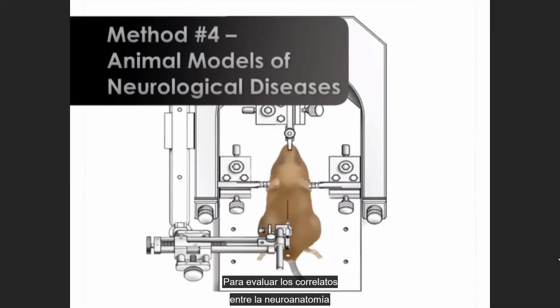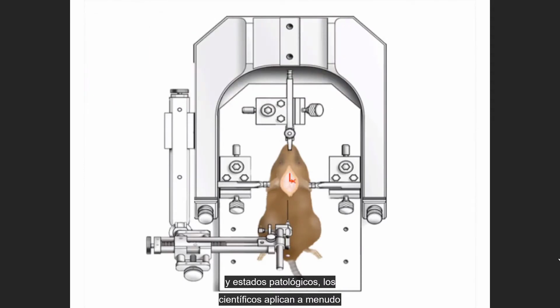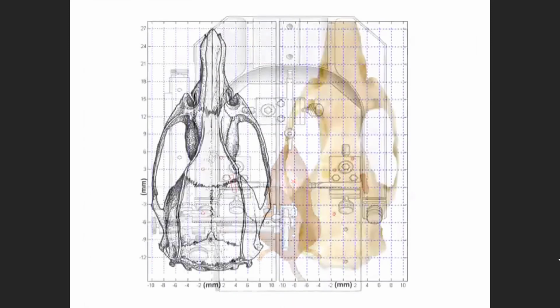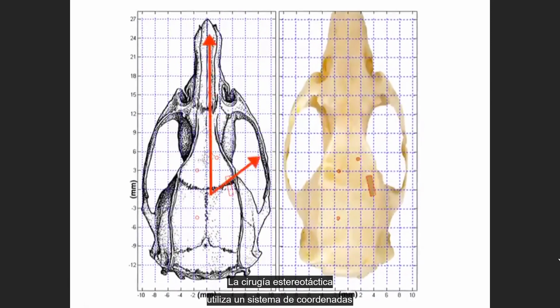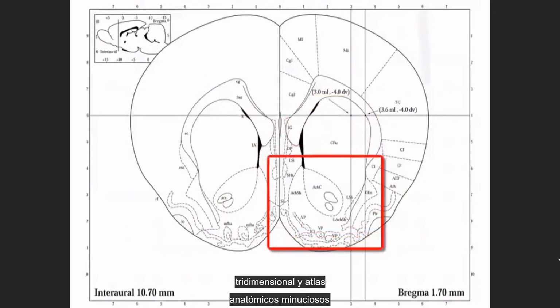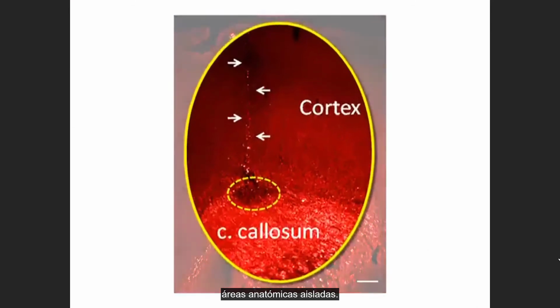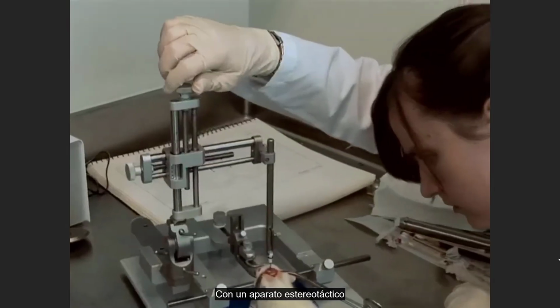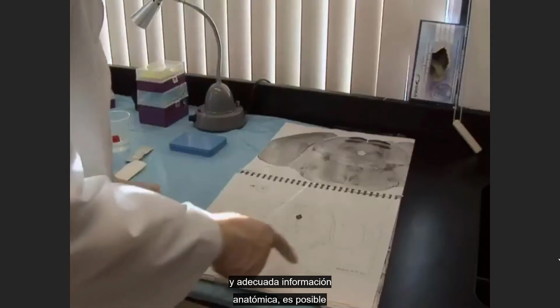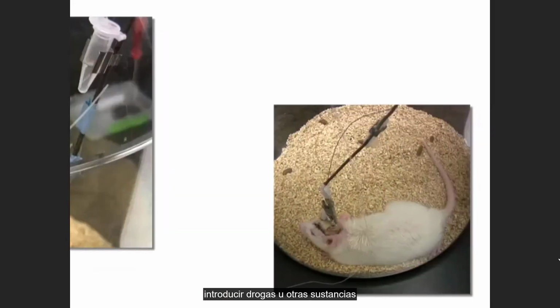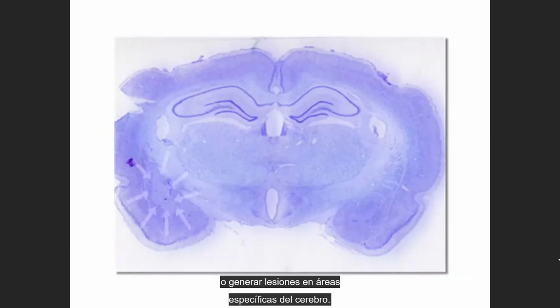In order to assess the correlates between neuroanatomy and disease states, scientists frequently make use of surgical techniques applied to animal models. Stereotactic surgery uses a three-dimensional coordinate system and detailed anatomical atlases to allow researchers to physically manipulate isolated anatomical areas. With a stereotactic apparatus and the appropriate anatomical information, it is possible to deliver electrical stimulation, introduce drugs or other substances, or create lesions in targeted regions of the brain.